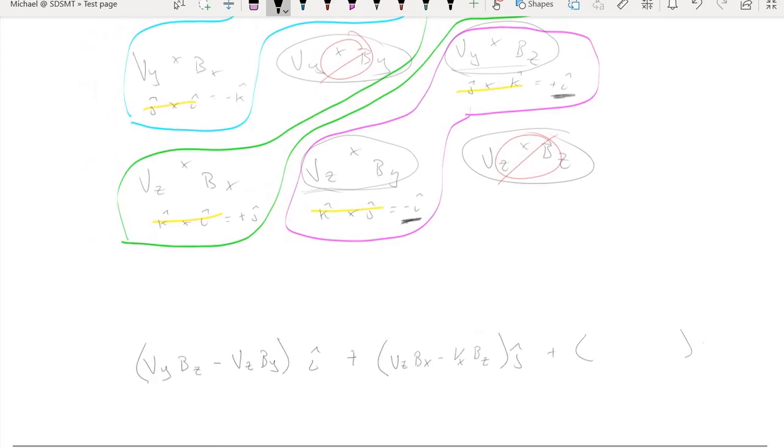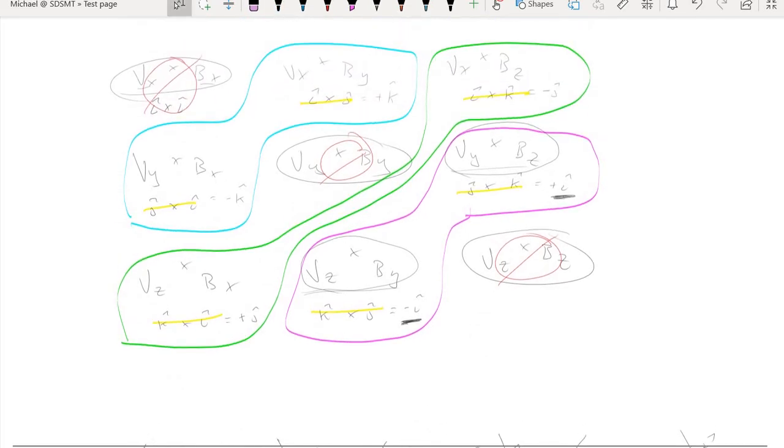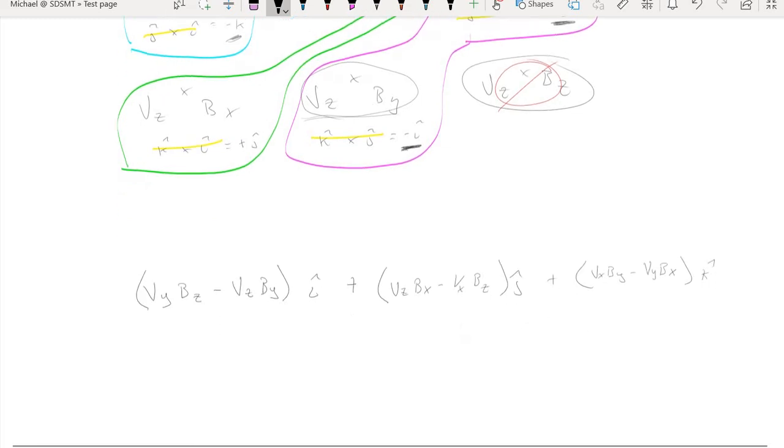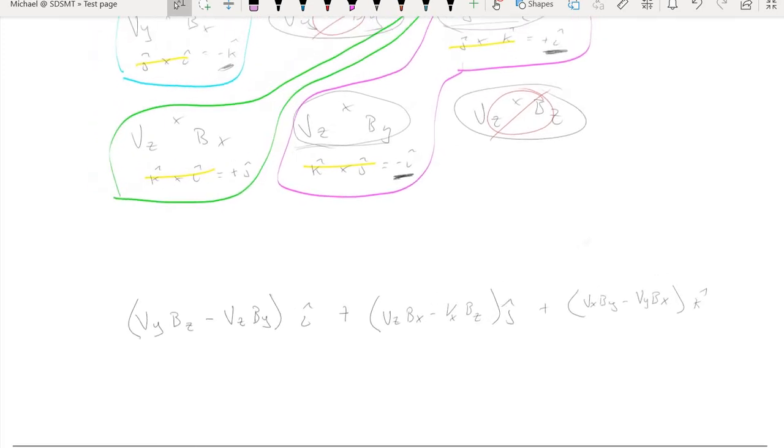And lastly, we have the k hats, which are highlighted in the blue there. Again, one is positive, one is negative. We'll write those out accordingly. So what does all this mean?